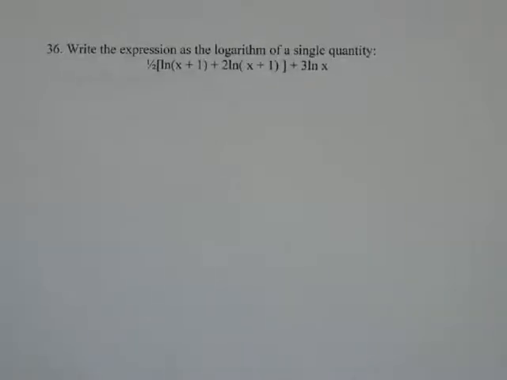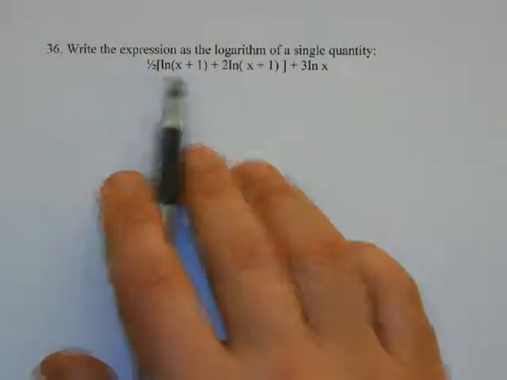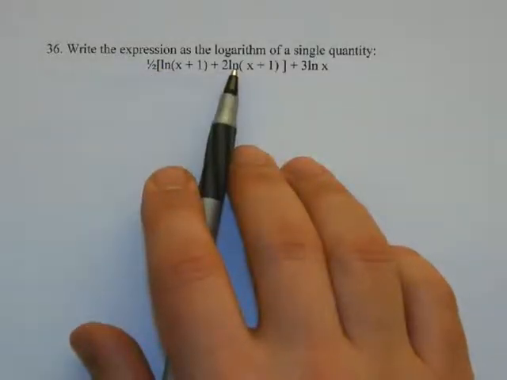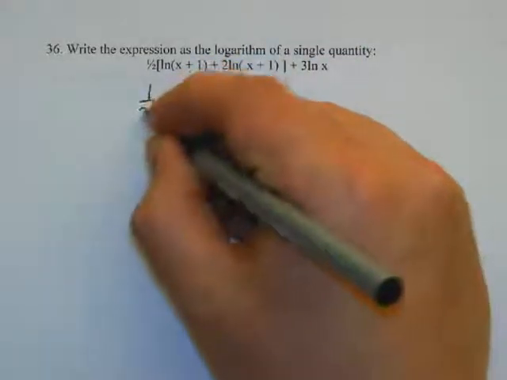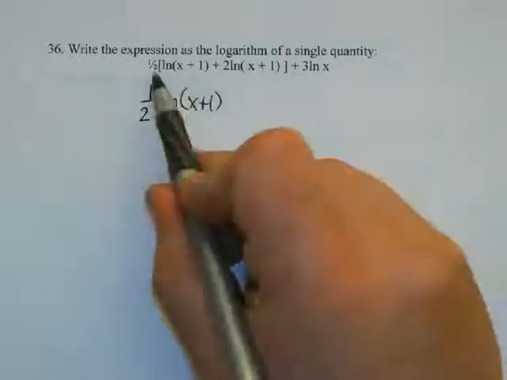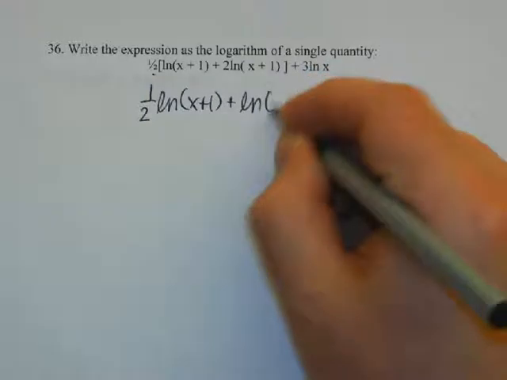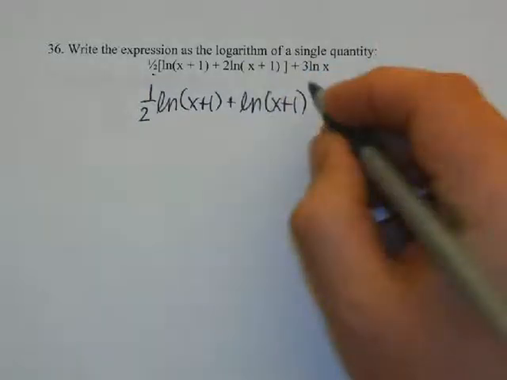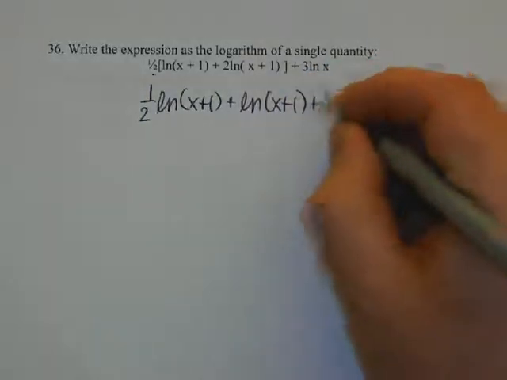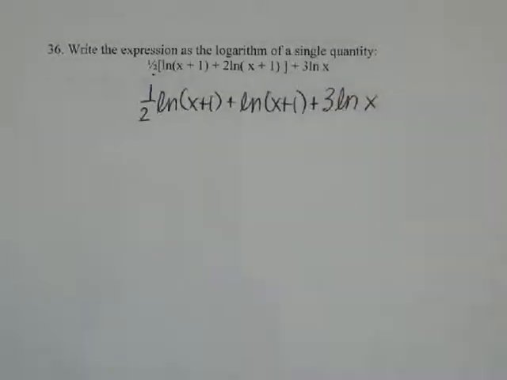Okay. Number 36. We want to write it as a log of a single quantity. Now you have a couple choices here. I'm going to go ahead and distribute the 1/2 into the brackets. So I get 1/2 natural log of x plus 1. Half of 2 is 1, so I get plus natural log of x plus 1. And then I can rewrite that, but I won't yet. I'll just leave that as 3 natural log x.